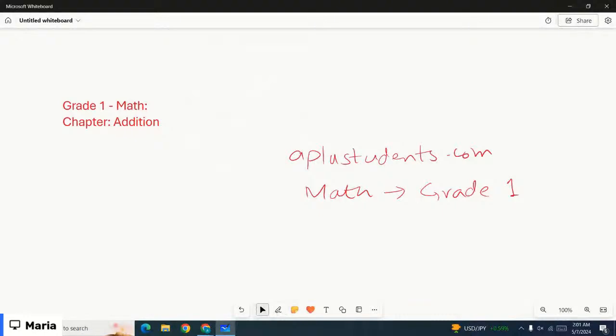We need to start with the chapter grade 1 math. We're going to start with the chapter addition. So let's just start with the chapter addition. Please make sure you have your notebook and pencil so that you can note down the important examples and definitions as well.